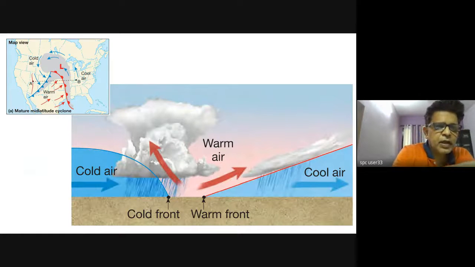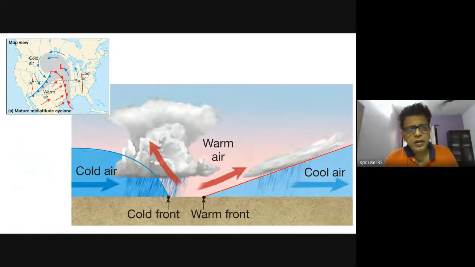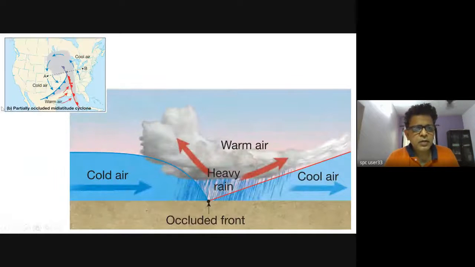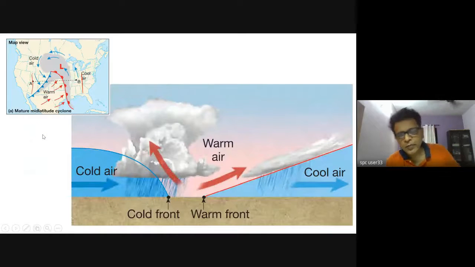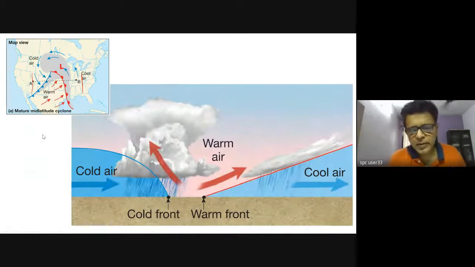Then this is one more scenario wherein you'll see a mature mid-latitude cyclone. These are point A and point B, and you'll see that this is an occluded one. Now these names we are going to follow up. I'm purposely doing it in splits because later we are going to put them together and try to understand the Jerkin's theory.